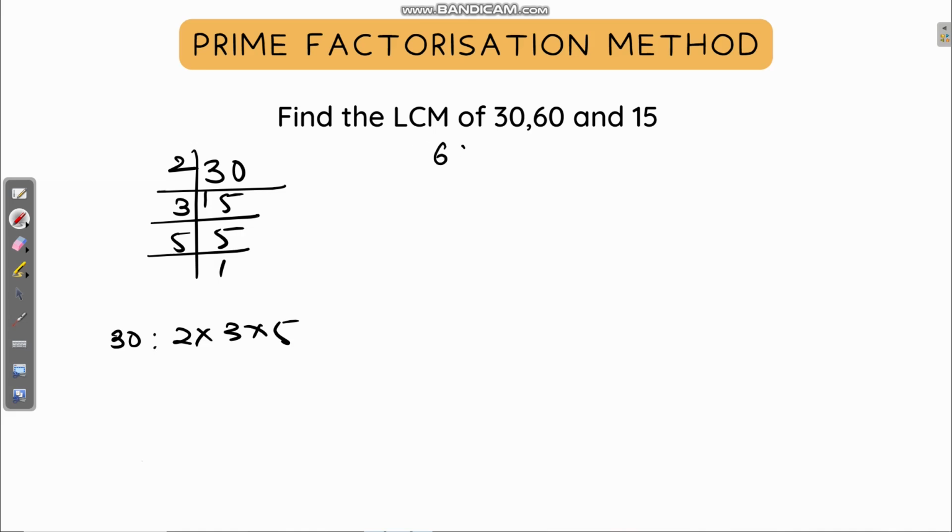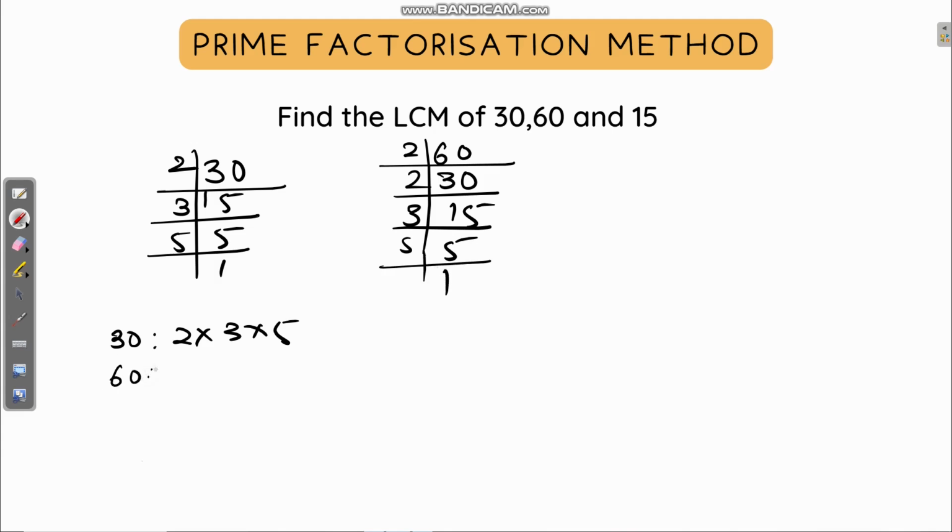So next number is 60. 60 के prime factors निकालेंगे, that is it's an even number, so 2 30s are, 2 15s are, 3 5s are and 5 1s are. So 60 के prime factors लिखेंगे multiplication में 2 into 2 into 3 into 5.